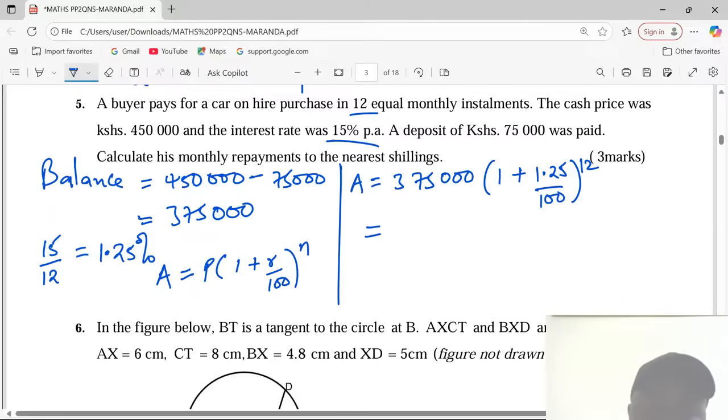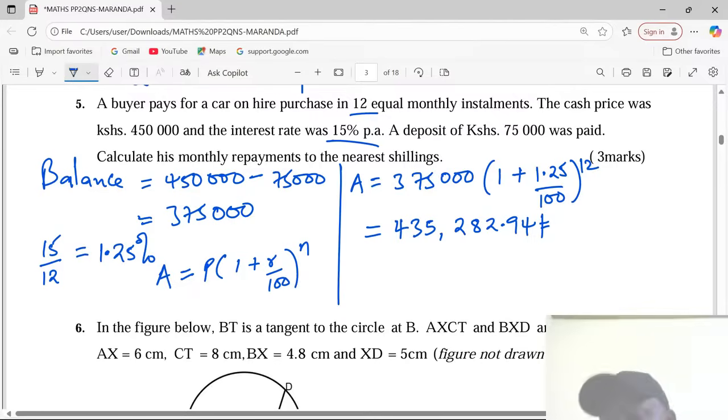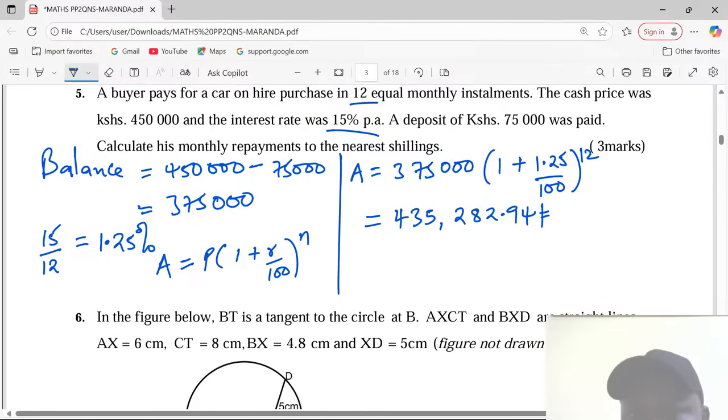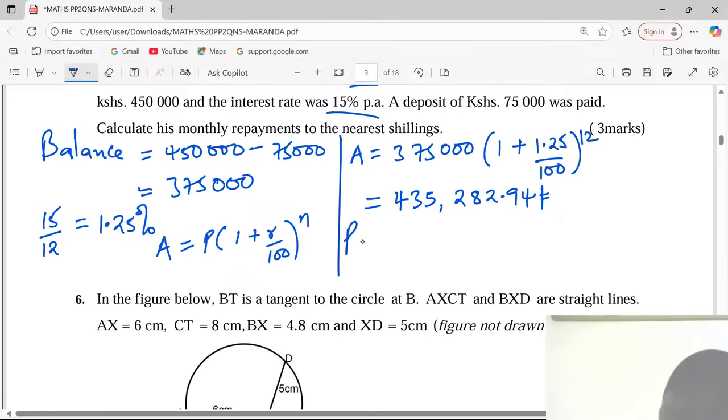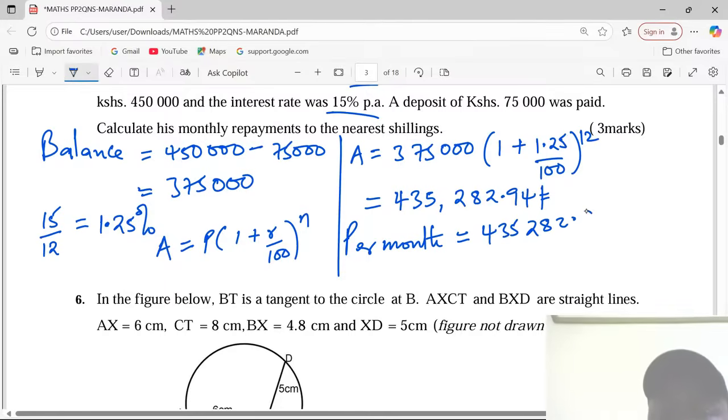Ladies and gentlemen, I'm getting 435,282.94 Kenya shillings. This is the amount this buyer is going to pay at the end of it. Therefore, per month, because all this will be paid in 12 months, what about per month? 435,282.94 out of the 12 months.